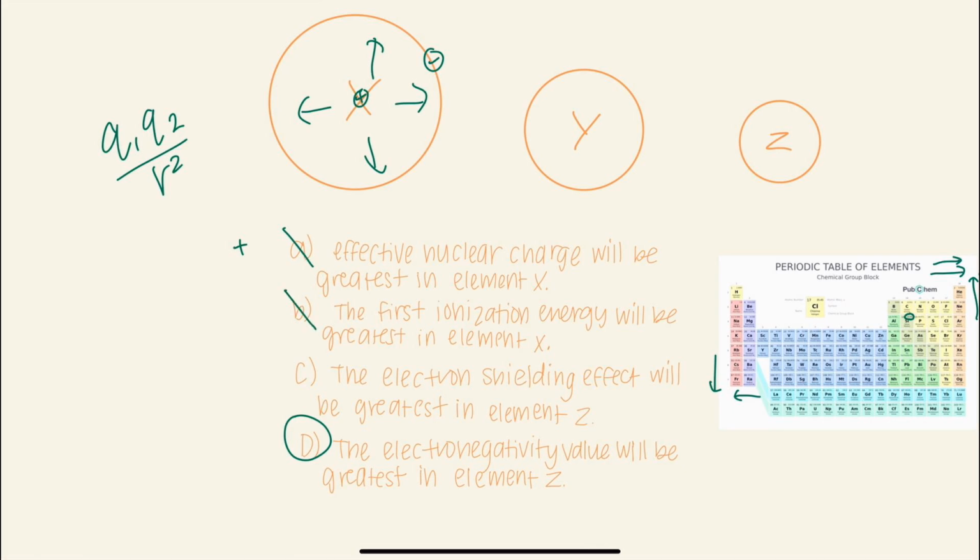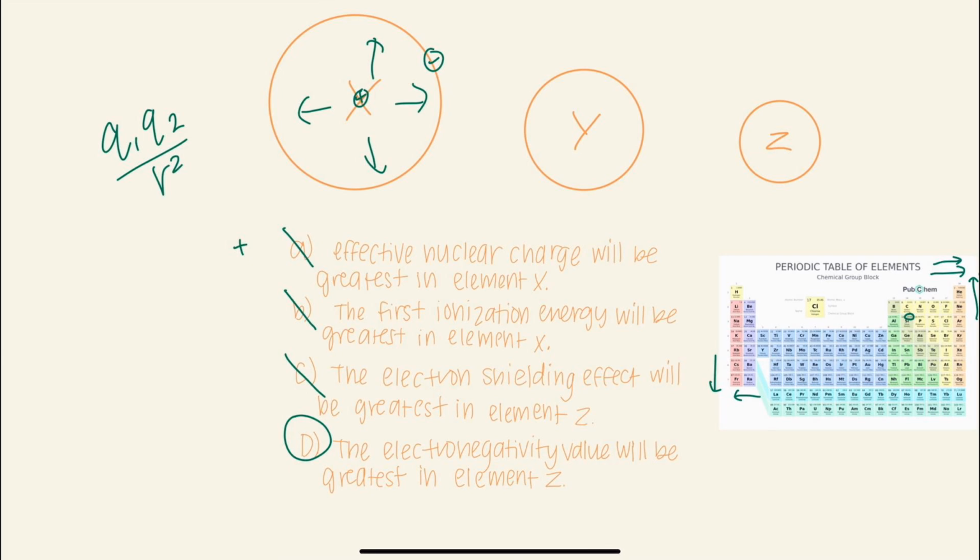C, the electron shielding effect will be greatest in element Z. So shielding means that there are more shells, or there are more electrons. Because element Z is the smallest, we can cross that out. Also, the problem said within the same period, so we're not going to have a different number of shells anyway, so we can cross out C.